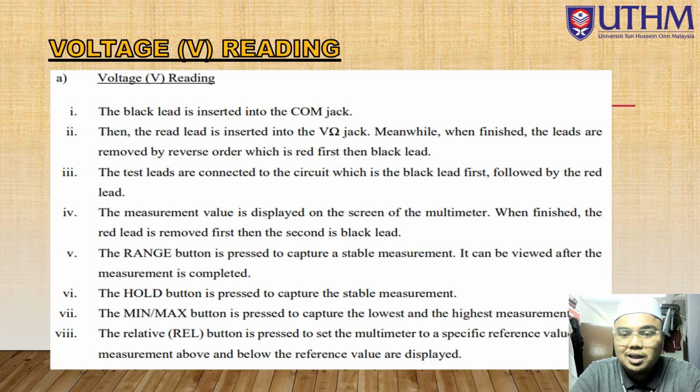The measurement value is displayed on the screen of the multimeter. When finished, the red lead is removed first, then the black. The range button is pressed to capture a stable measurement. It is okay to view it after the measurement is complete. Okay, this is how to calculate or read the voltage reading.